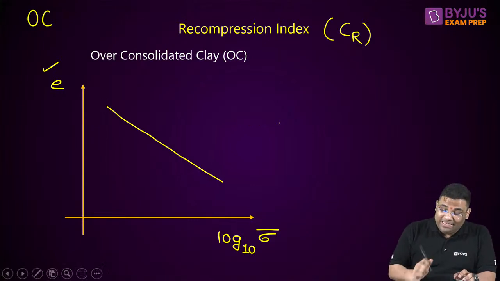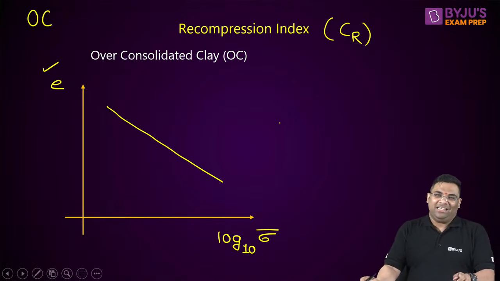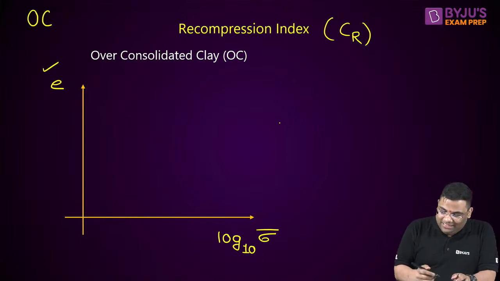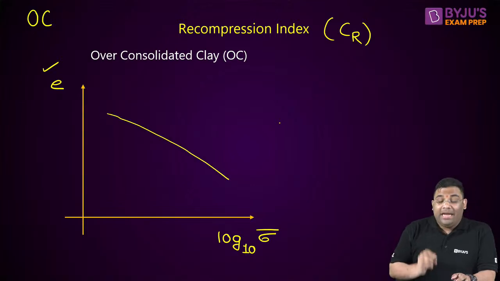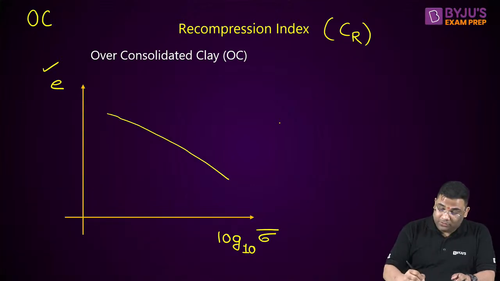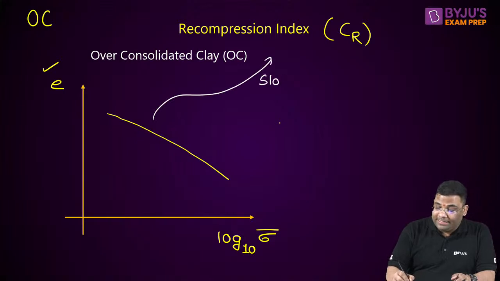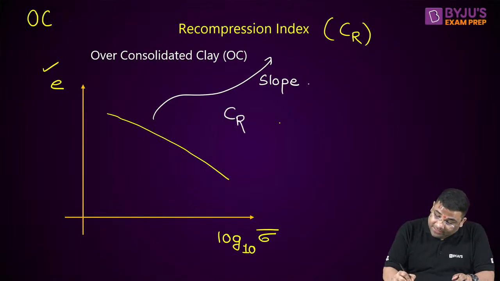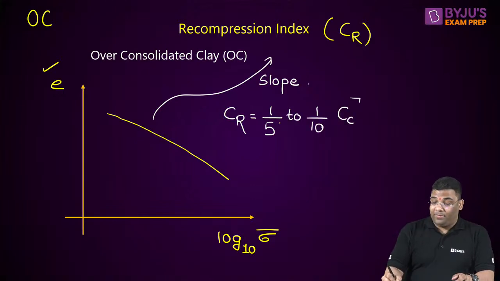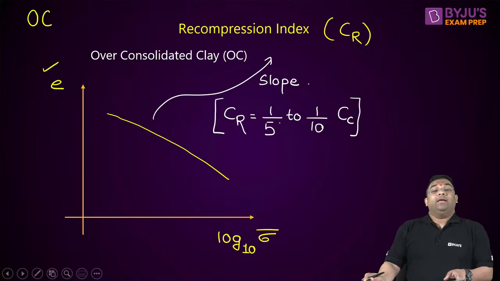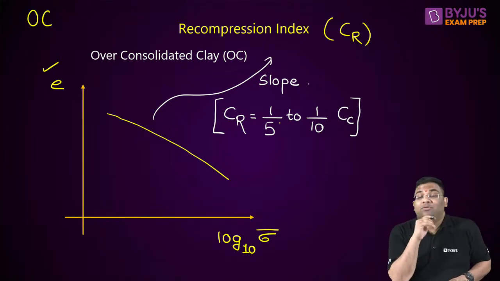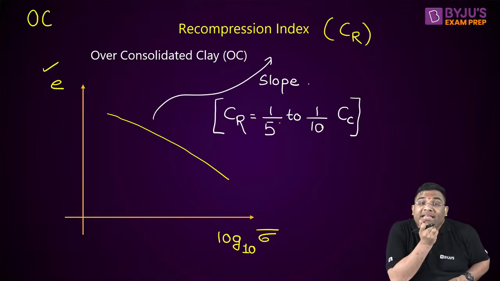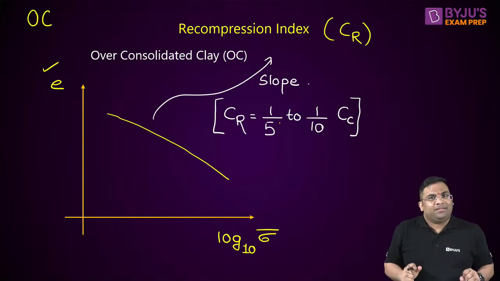But for OC clay, we'll not get exactly a straight line. We'll get a little curvy like this. Okay? And if you take the slope of this, we'll get the recompression index. Remember that this recompression index will be 1 by 5 to 1 by 10 times of your compression index. Why is such a thing happening? Because the recompression will be less, right?